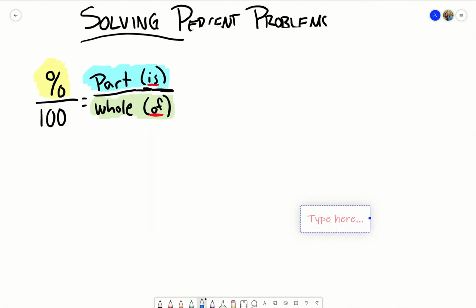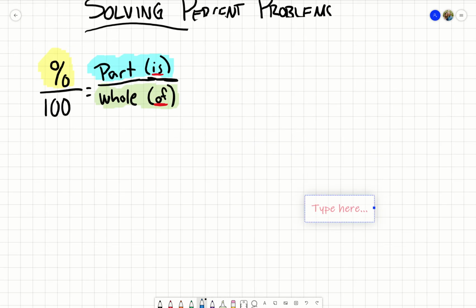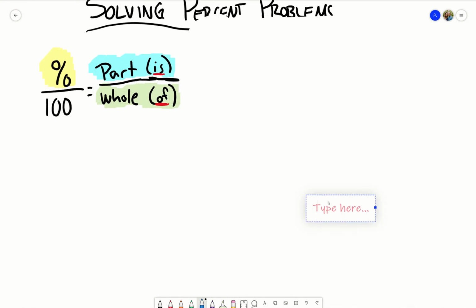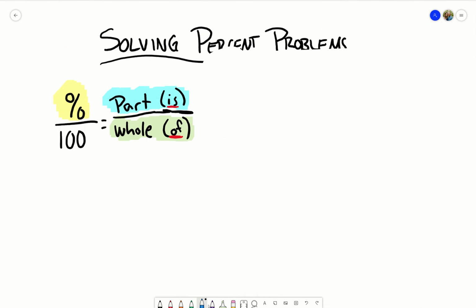Oops. Why can't that move? I want to move this. Move. There we go. Oh, great.